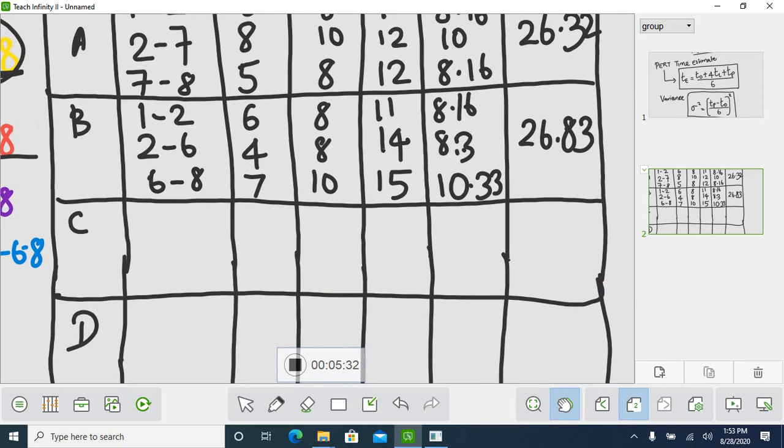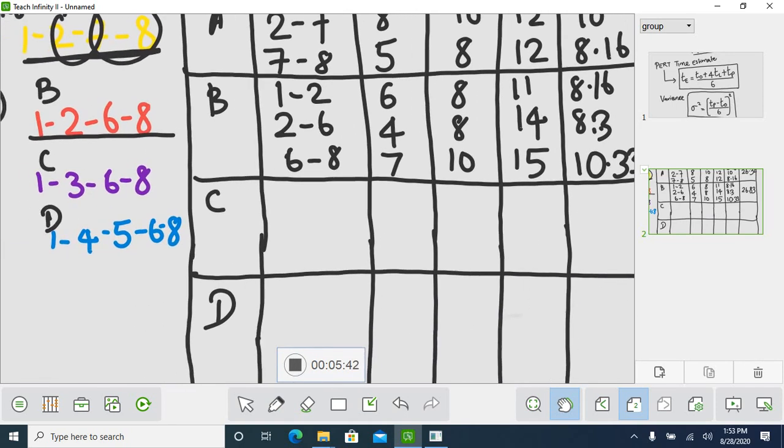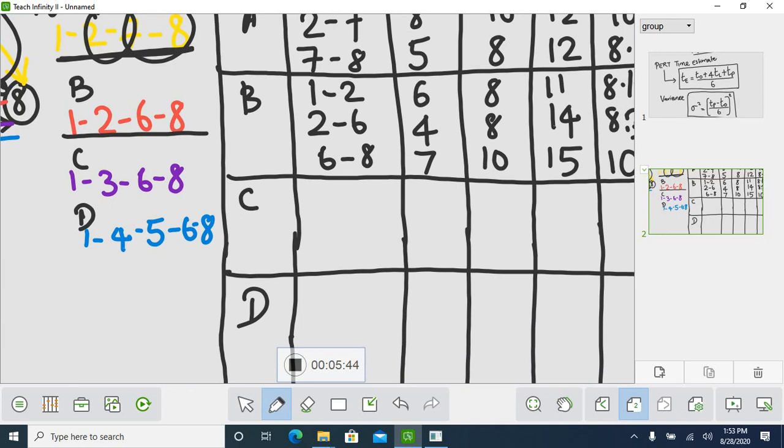So next is path C. You have to find out what activities you have for path C. What are your activities? 1 to 3 is one activity, 3 to 6 is the other activity, and 6 to 8 is another activity.